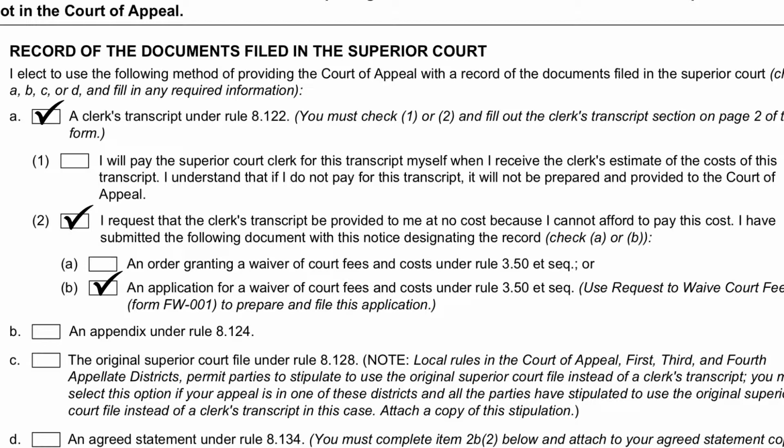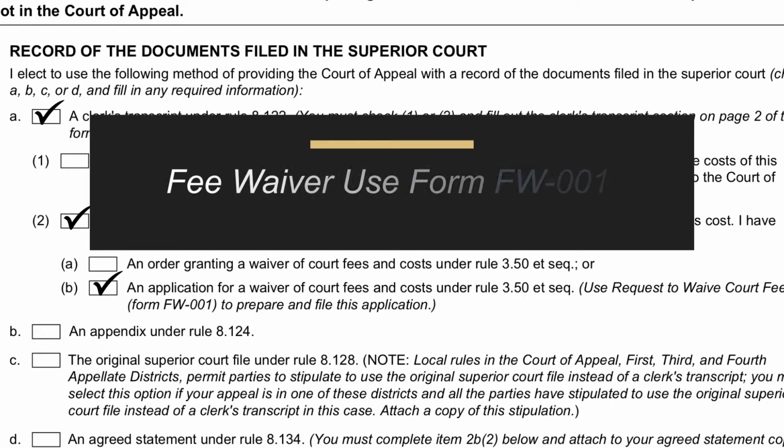Check to make sure your fee waiver has not expired. If you need a fee waiver, use Form FW001 from the California Court's website. You can find the fee waiver form, along with instructions on how to fill it out, in the fee waiver category on the same section of the website where you got Form APP-003.